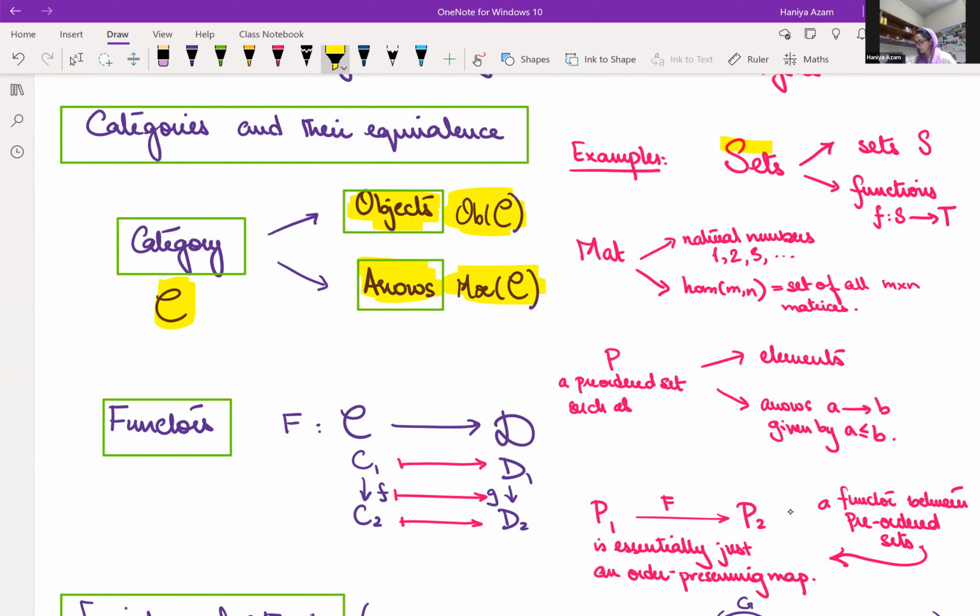And for examples, the first easy example would be that of sets. The category here is the category of sets, and the objects are sets, and the morphisms between two objects, S and T, are just functions. So you've seen this category before. Then we have this category Mat, which has objects that are just natural numbers 1, 2, 3, 4, 5, and morphisms or arrows between them.